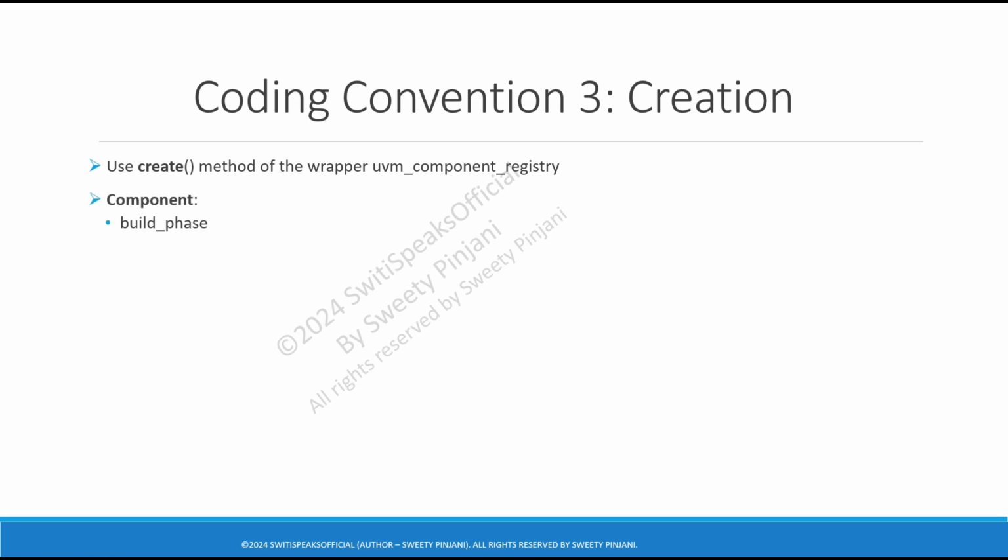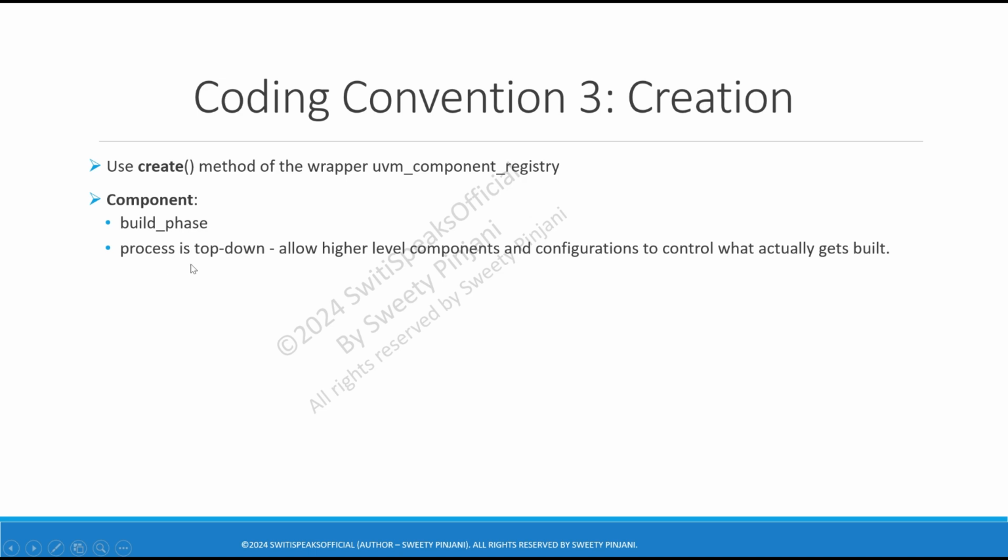For component, what we have to do? We have to do the creation in the build phase. For component, it will happen in build phase. And the process for the component is top down. Build will happen from topmost component to whatever are the subcomponents, top down. Why? Because we want to allow the higher level component and configuration to control what actually gets built. That's how it makes sense. You have to construct the top first, and then down whatever is inside. That's how we do the creation of the component in the build phase, top down.